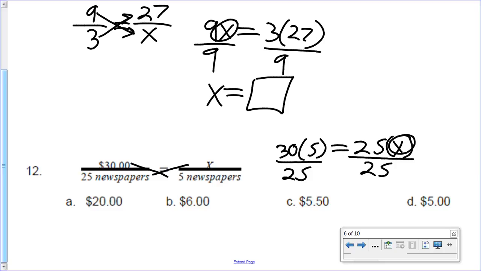Okay? So hopefully the mechanics of that are starting to make sense to you. Feel free to ask me in class, and I can go over it in a little bit more detail. But the cross multiplication method, once you establish the ratios and you know that they're equal or proportional, cross multiplication makes it really easy, and you just solve for your variable.